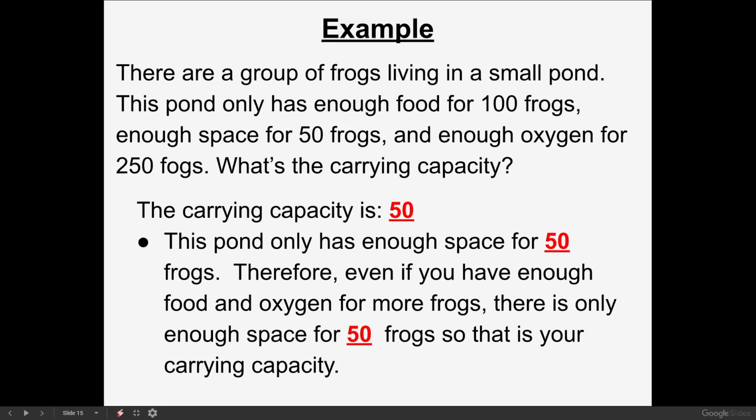There's only enough resources for 50 frogs. There's lots of extra food and lots of extra oxygen, and that's probably going to be used by a different population. But there's only enough space for 50, so you can't go above 50, or else someone will die.